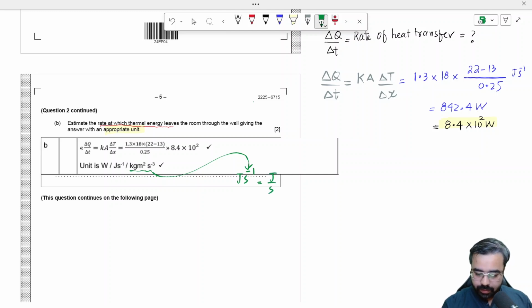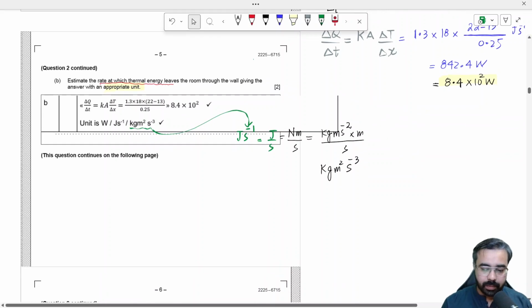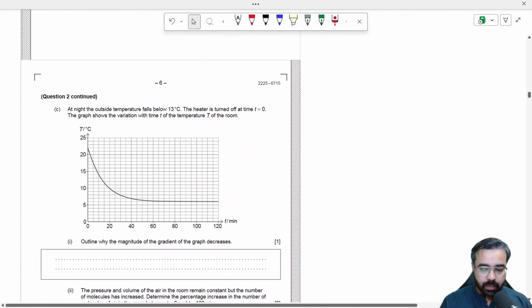So you can write it like this: joule over second, and the joule is equal to newton meter, because that is a unit of work done, divided by second. The newton is a unit of force, which is equal to ma. So its unit is kilogram meter per second square times meter over second. If you solve it, it will become kilogram meter square second to the power negative 3, which is also equal to watt, right? Because if you break down the watt, you will get the same thing. Okay, now let us see what our next question is.